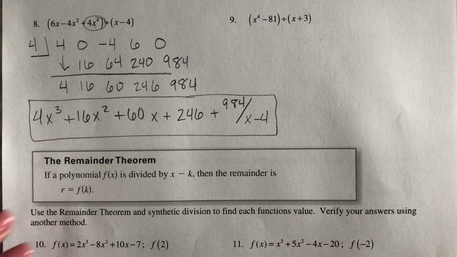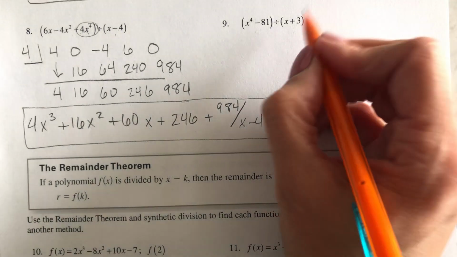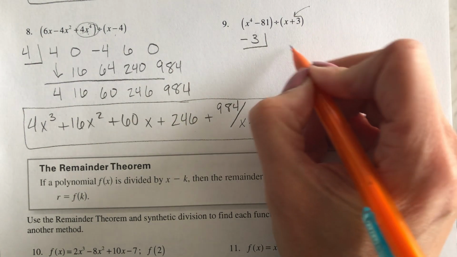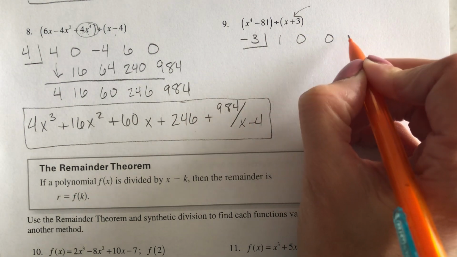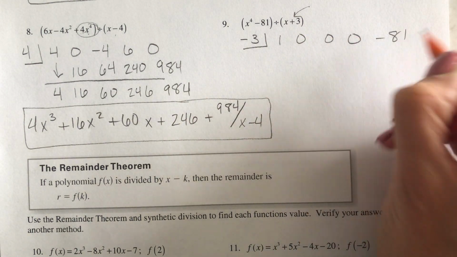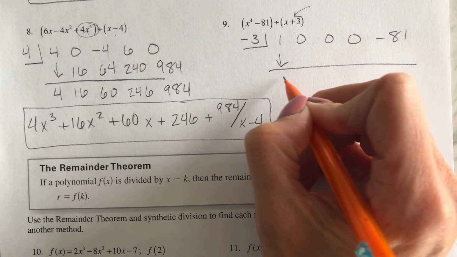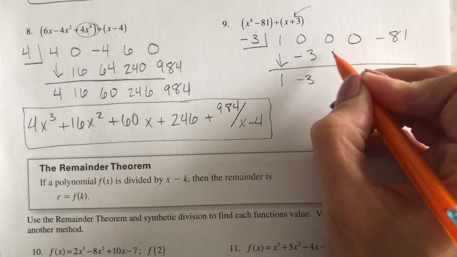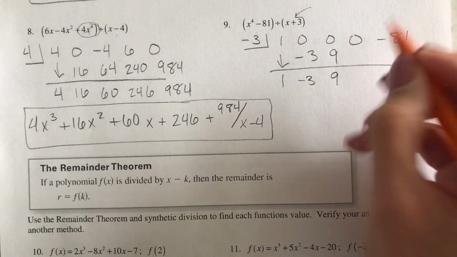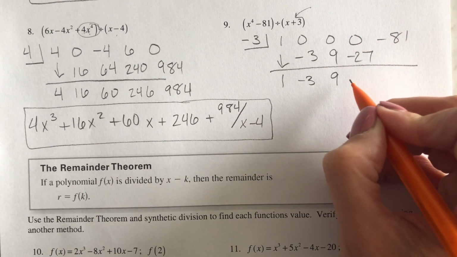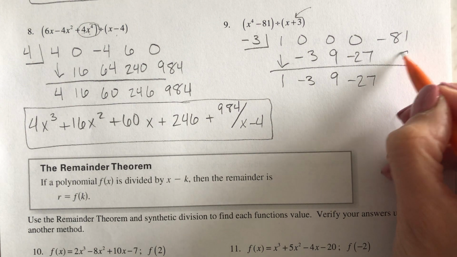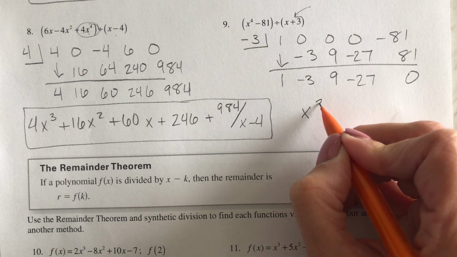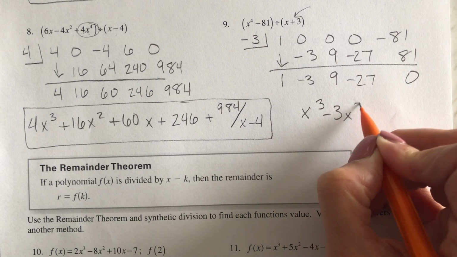Okay, last one. Here's your divisor, -3. Set it up. This one needed 3 zeros. Multiply, add, multiply, add, multiply, add, multiply, add. And fill in your answer.